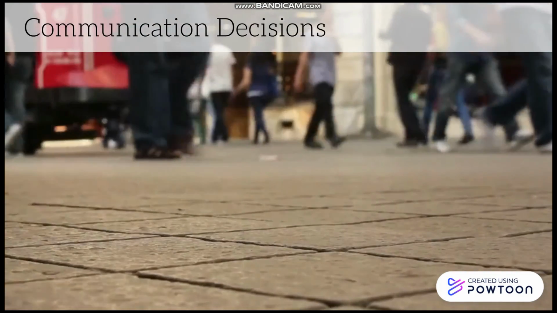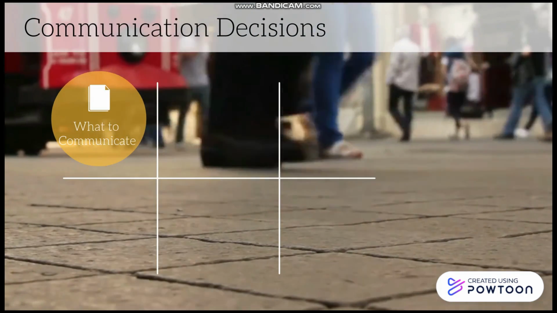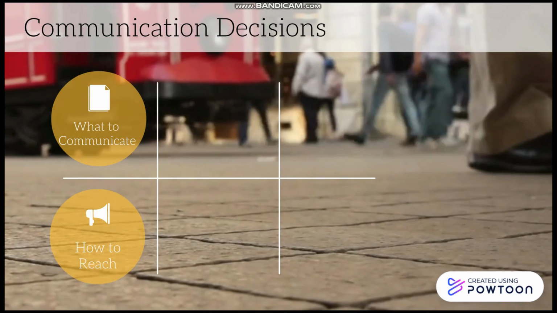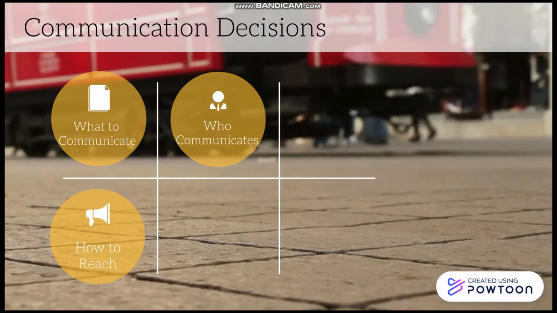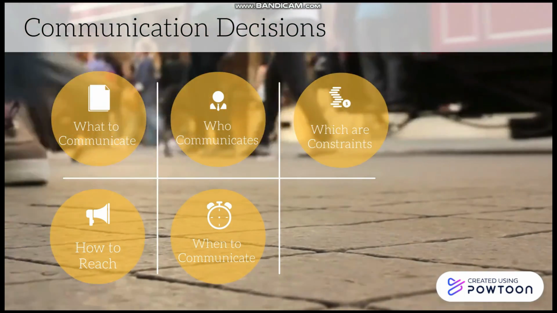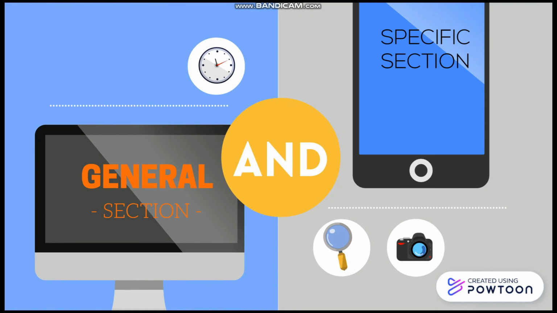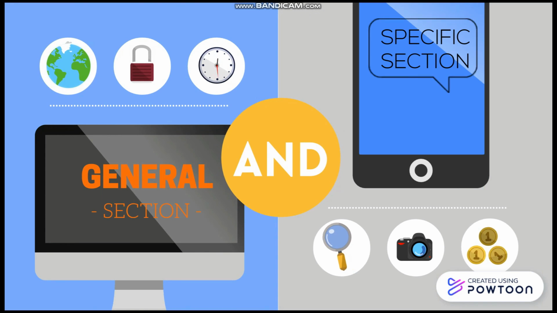The stakeholder management plan should include communication decisions on what it is that you want to communicate with the stakeholders, how you will reach your stakeholders, who is going to communicate, when you need to communicate with which stakeholders, and which are the constraints, if any. The project stakeholder management plan should contain 2 elements, a general section listing decisions that apply to all stakeholders, and a specific section giving an overview of decisions concerning the management needed for individual stakeholders.